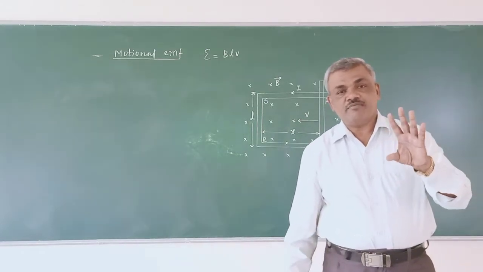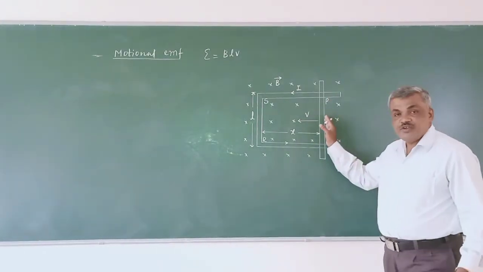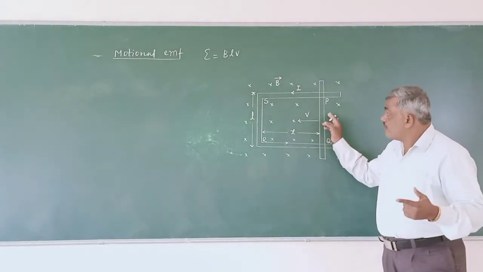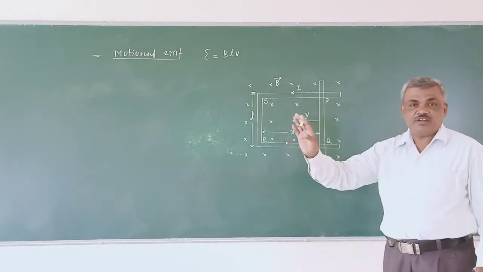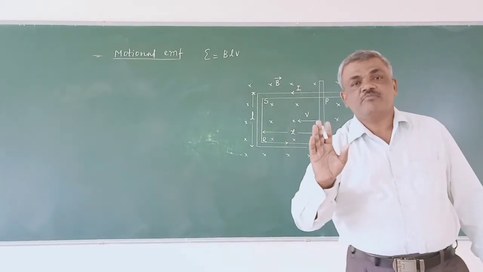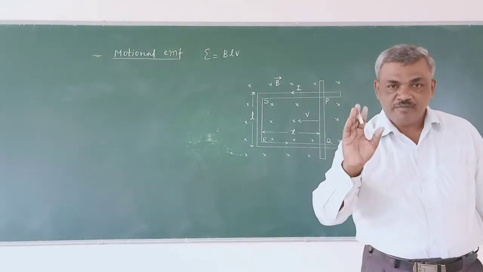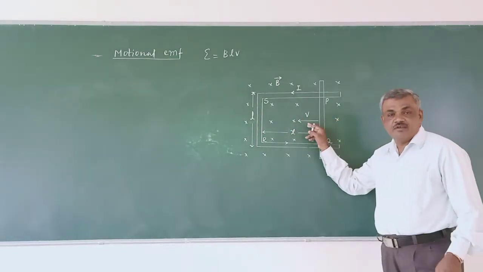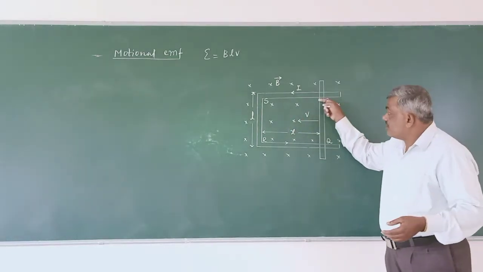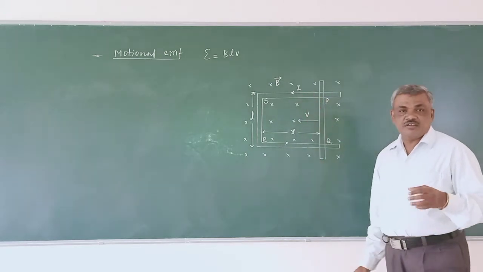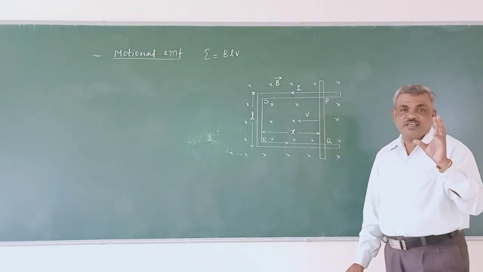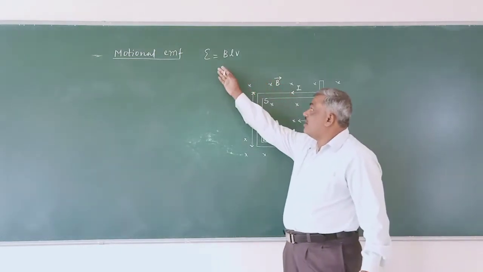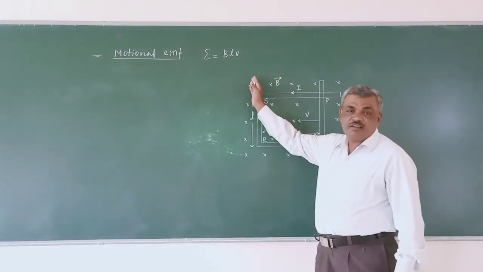Define motional EMF. The EMF induced in a conductor moving in a plane perpendicular to the direction of the magnetic field is called motional EMF. How do we prove the mathematical formula E equal to BLv?